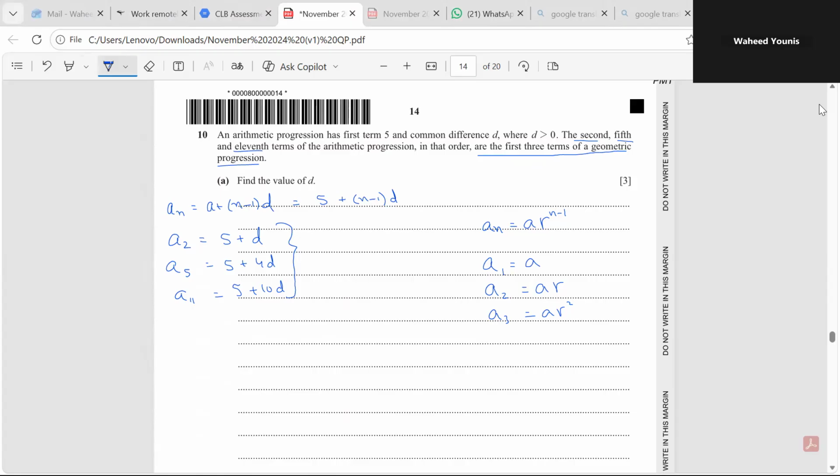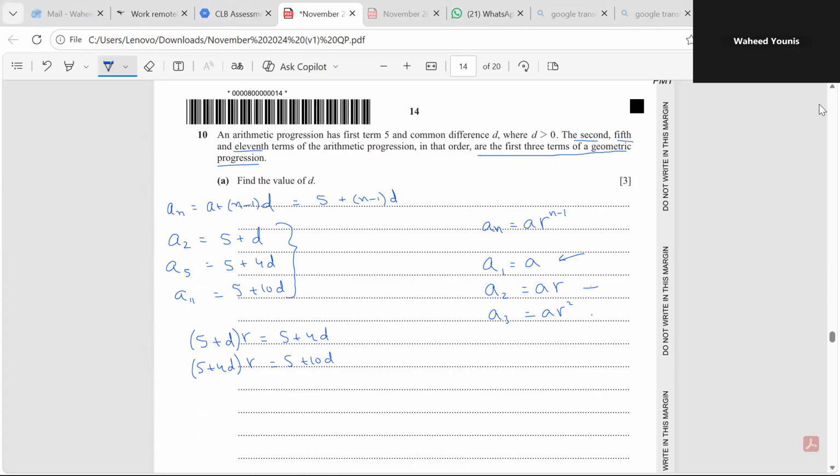It means if I take the first term, 5 plus d, and multiply it with r, I will get the second term, which is 5 plus 4d. Did it make sense? Similarly, the second term, when you multiply it with r, becomes the third term. So if I take the second term, 5 plus 4d, and multiply it with r, it will become the third term, which is 5 plus 10d. Is it clear?